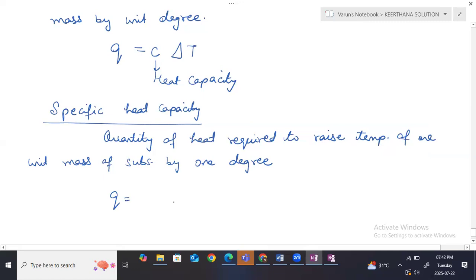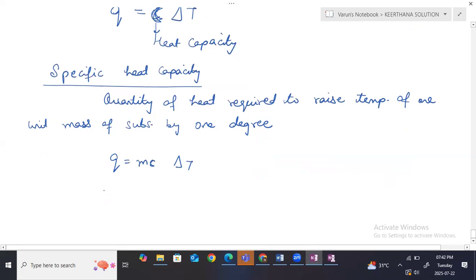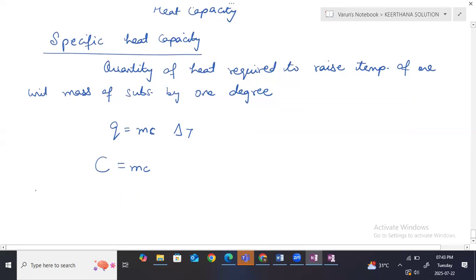Again we have Q is equal to c delta T. Okay? This is my heat capacity, and as I have specified a unit mass, I will represent it by this one. This is my capital C and this is my small c. So I can say that my capital C will be equal to this and this. Means my heat capacity will be equal to specific heat capacity. Clear? Yes, ma'am. Any doubt in this one? No, ma'am.